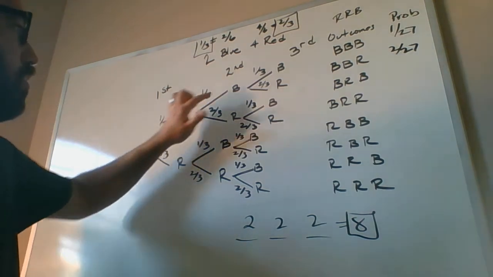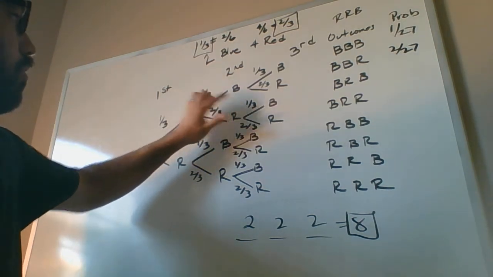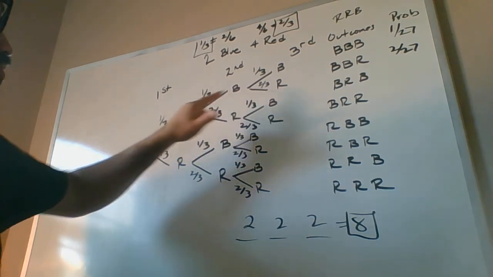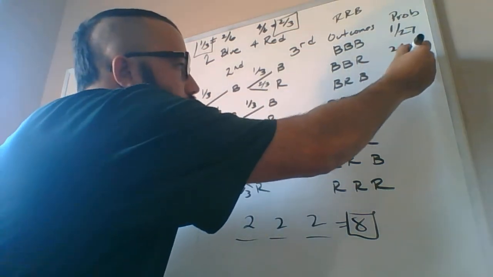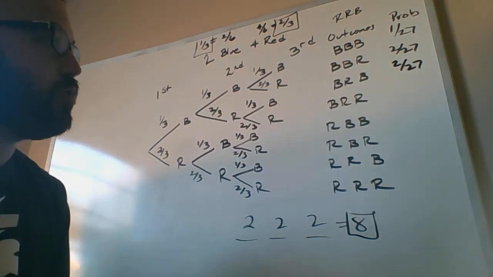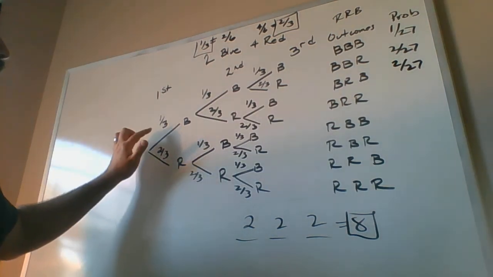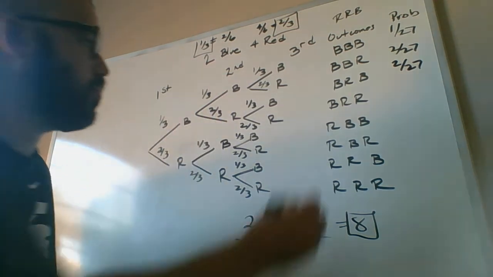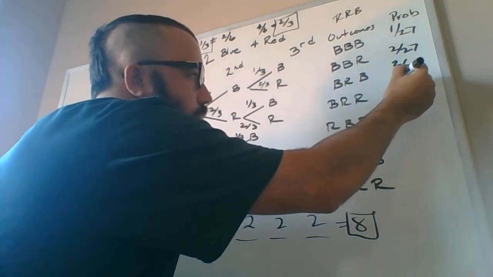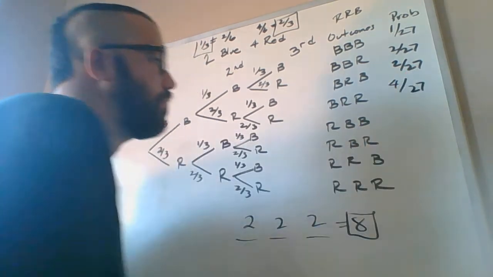The next one's blue, blue. Oh no, what is it? Where am I at? Blue, red, blue. So that's 2 out of 27 again, right? Anything with 1 red and 2 blues will be 2 out of 27. Now, blue, red, red is going to be a little bit higher, right? That's going to be 4 out of 27. 1 times 2 times 2, with 27 on the bottom, right? All these are going to have 27 on the bottom.